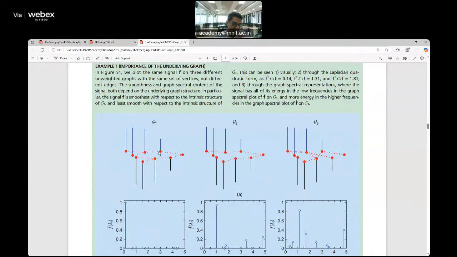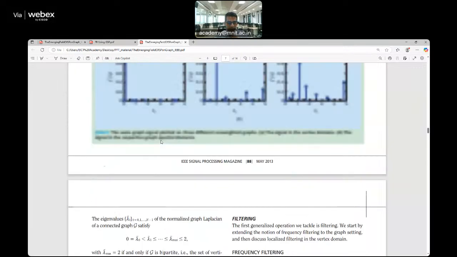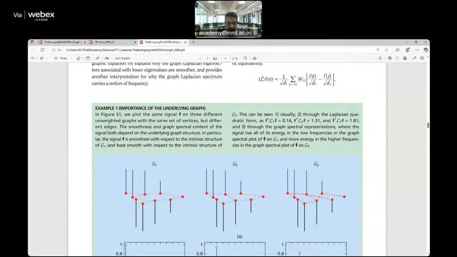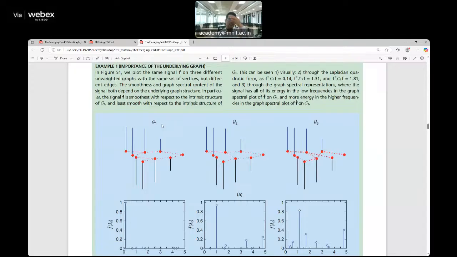You would have noticed that we are able to calculate the smoothness of the graph with the help of the Laplacian: the function f transpose multiplied by the Laplacian multiplied by f. If you calculate the value, what will you get? These three graphs are there: G1, G2, G3. In G1, all the values are positive on one side, and after one node, all the values are negative.